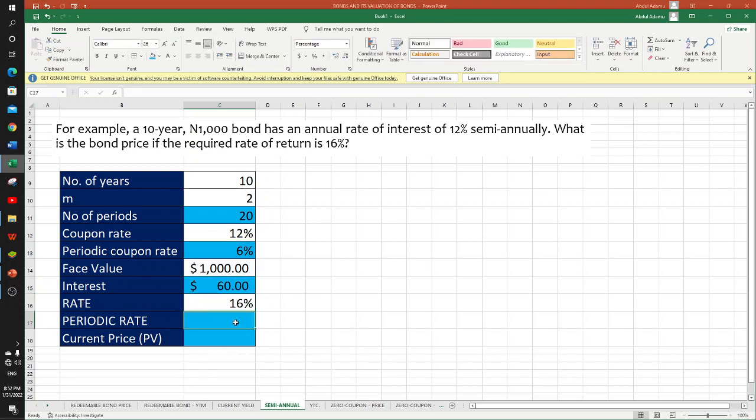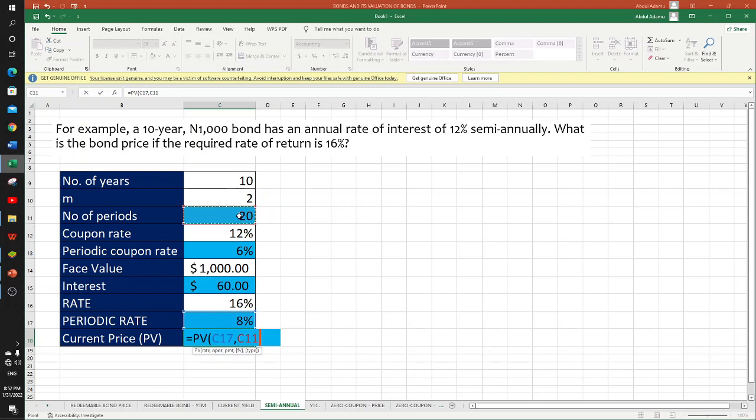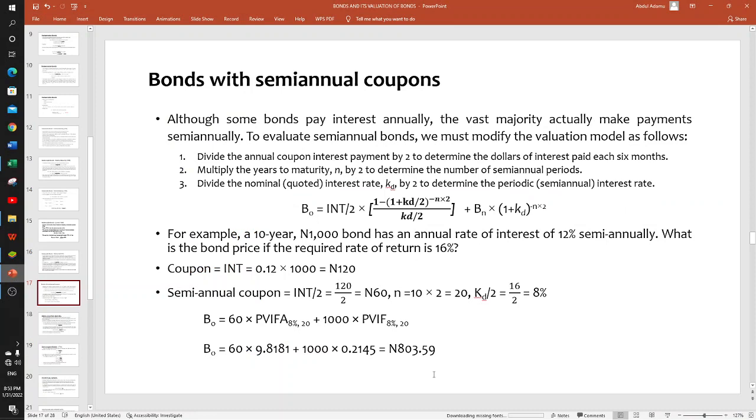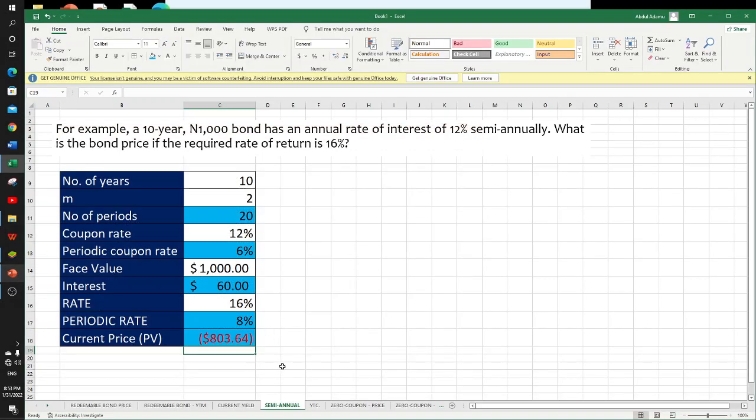The periodic rate will be equal to the rate divided by M, that is 8%. So for the current price, we use our present value function: the rate, that is the periodic rate, comma, the number of periods, comma, the PMT is 60, comma, the face value, enter. So we have 803.59 kobo. That is because we approximated here. So that is the answer.